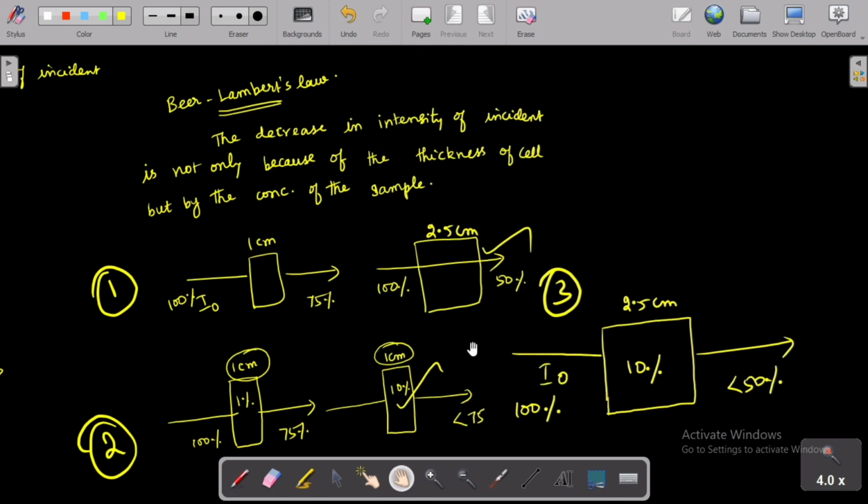Therefore, the Beer-Lambert's law clearly states that the decrease in intensity of the incident radiation depends on both the thickness of the cell as well as the concentration of the sample. But Lambert's law states that the decrease in intensity of the incident radiation is because of only the thickness of the cell. So, dear students, I hope you are now very clear about Beer-Lambert's law as well as Lambert's law.